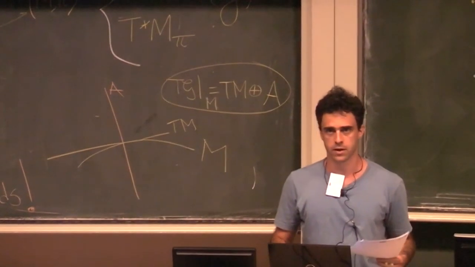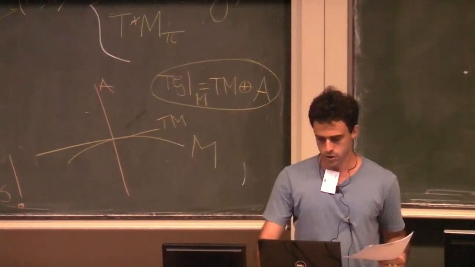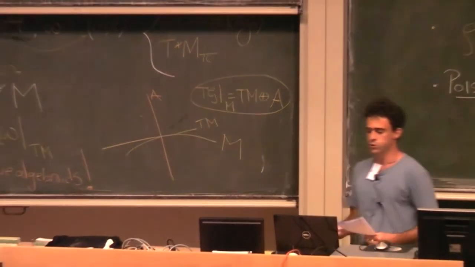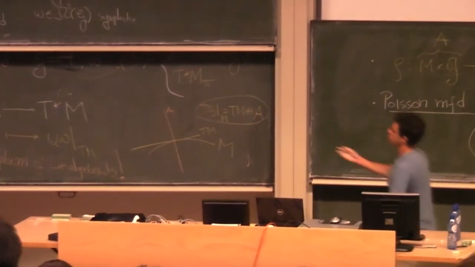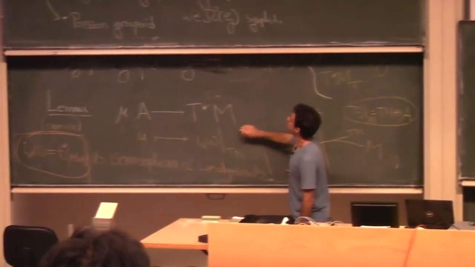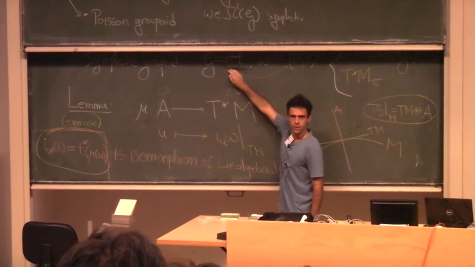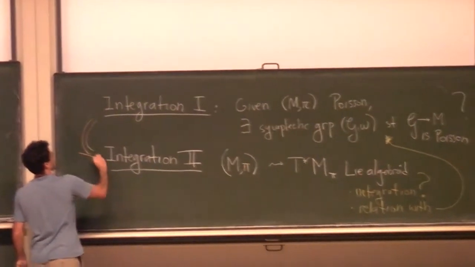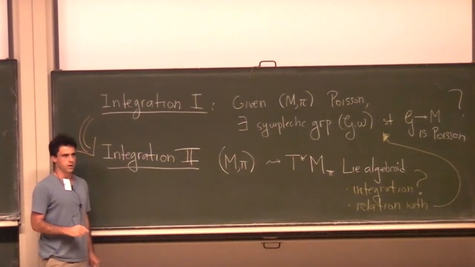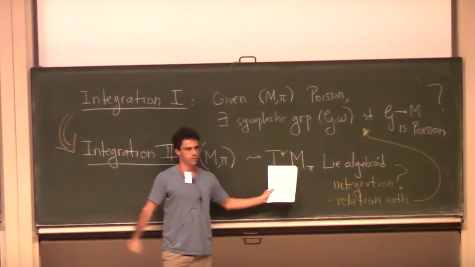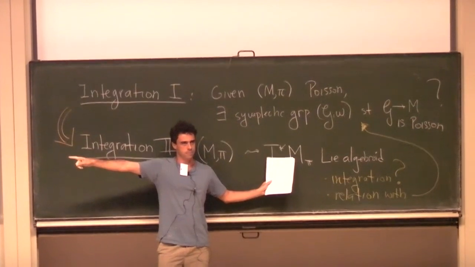Oh, I'm already over time, I guess. Okay, so let me just conclude with the theorem. What is the conclusion from this observation? It is that if you find a symplectic groupoid for a Poisson manifold, that is to say, if you solve integration problem 1, then you solve integration problem 2, because the symplectic groupoid will automatically integrate this Lie algebroid. That's exactly what the exercise is saying.